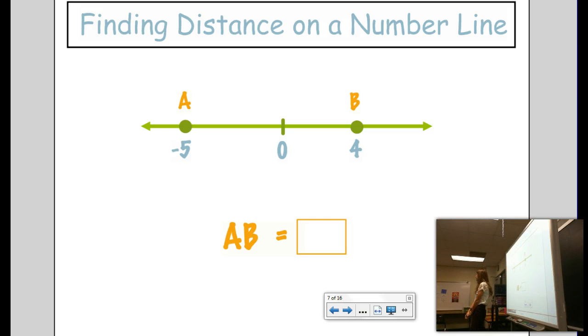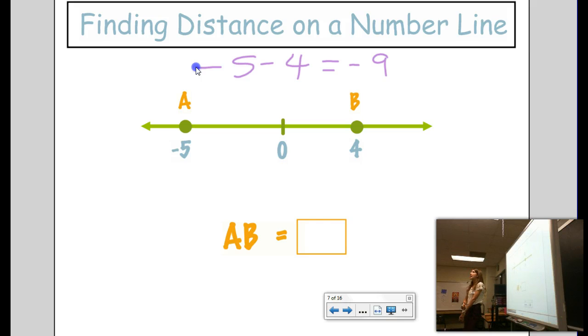No. So what do you think? Subtract them? So you said let's subtract them. Which one do you want to put first? Okay, -5 minus 4. -9.